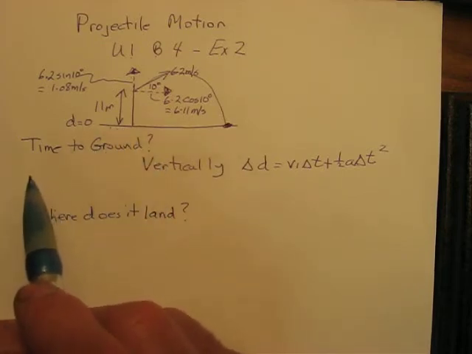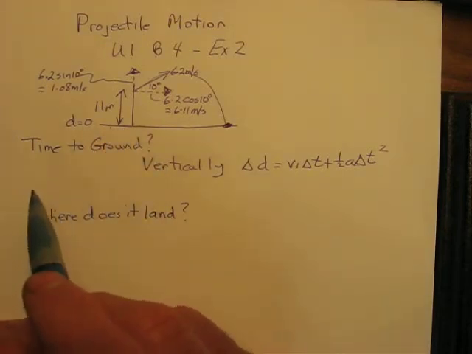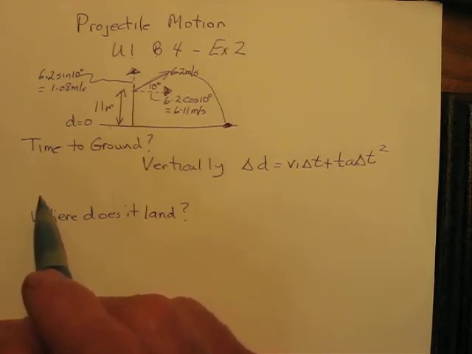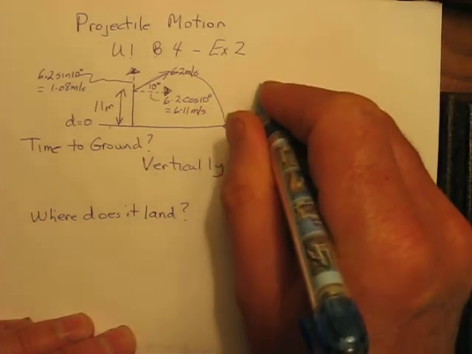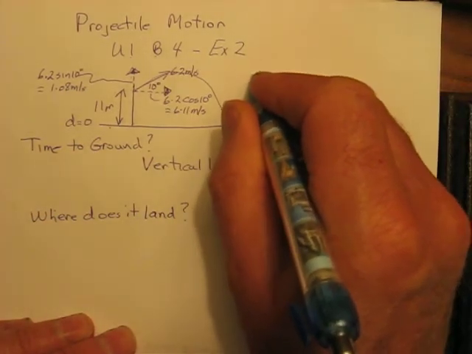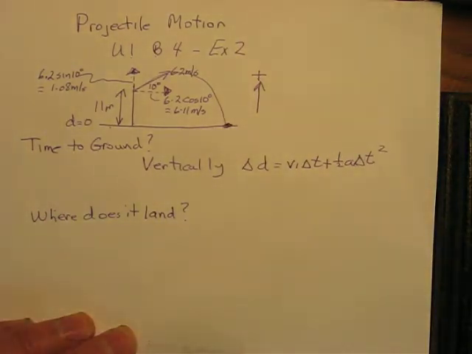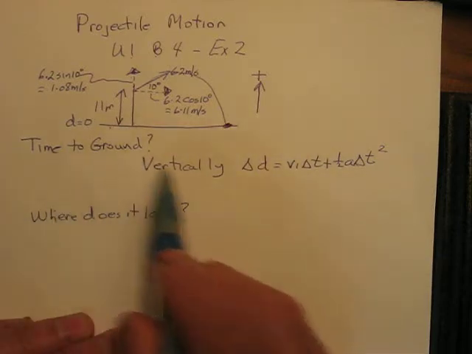The other thing I should also define in this particular case is the direction. Which way is up and which way is positive? Is it up or is it down? In this particular case, I'm going to just consider up as positive. Again, you could have chosen down as positive. It would affect the sign of the values that you place in the equation. So let's look at the time to the ground vertically.